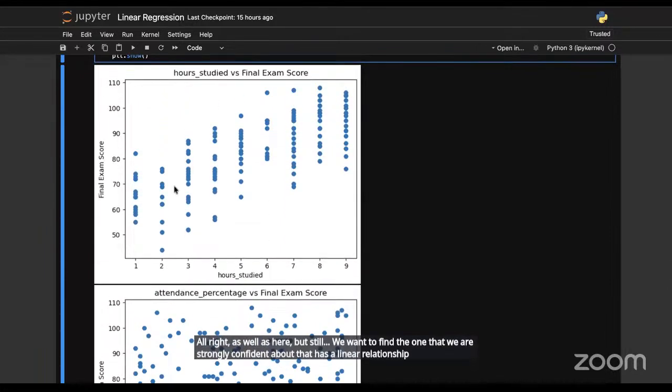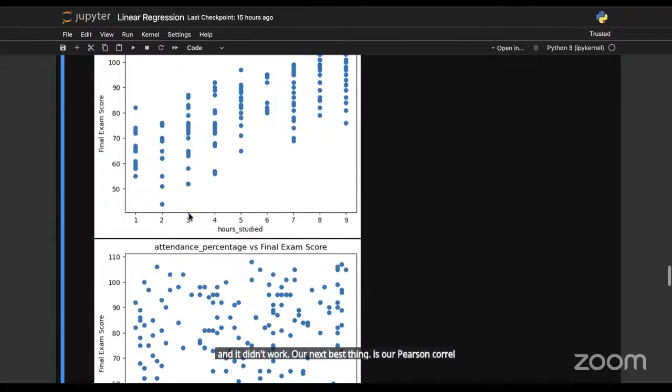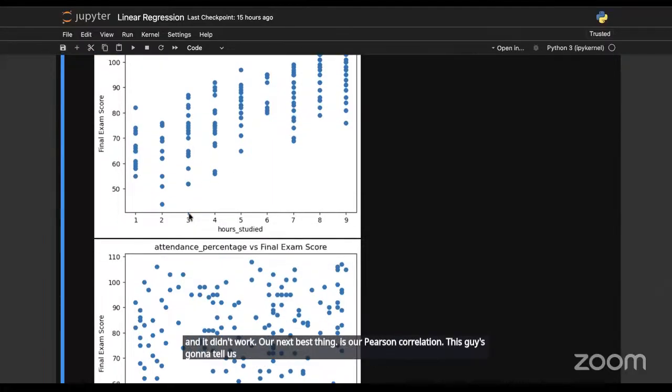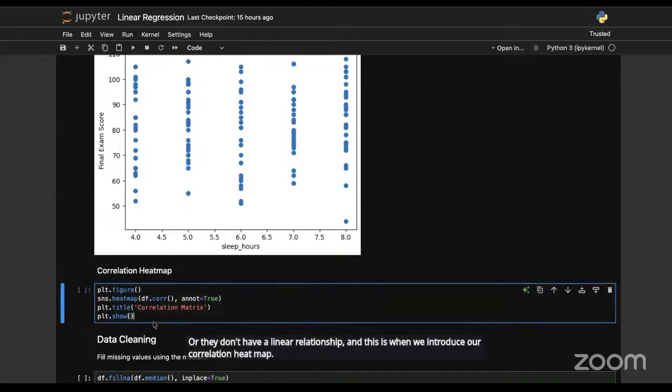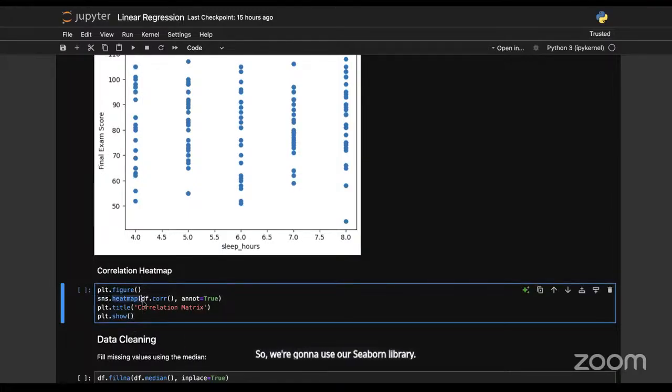So we've looked at the trend of our variables using a scatter plot, and it didn't work. Our next best thing is our Pearson correlation. This is going to tell us explicitly that the two variables have a linear relationship or they don't. And this is when we introduce our correlation heat map. So we're going to use our Seaborn library where we draw a heat map where we call our correlation coefficient, using the corr function.